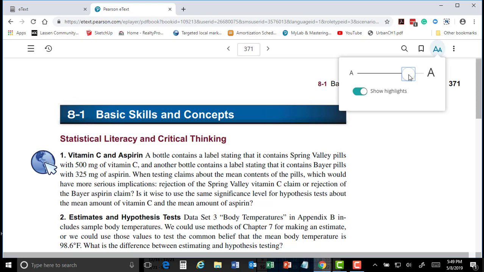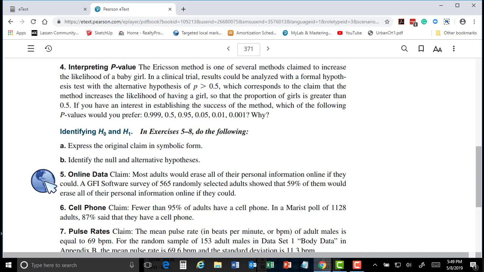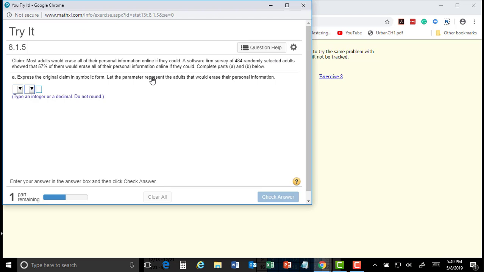Okay, so let's say most adults would erase their personal information online if they could. And this survey of 565 selected adults showed that 59% of them would erase it if they could. So most would erase. The sample size is 484, right? Wait, are we testing a mean or a proportion here? Yeah, a proportion. So we know we're going to be testing a proportion.